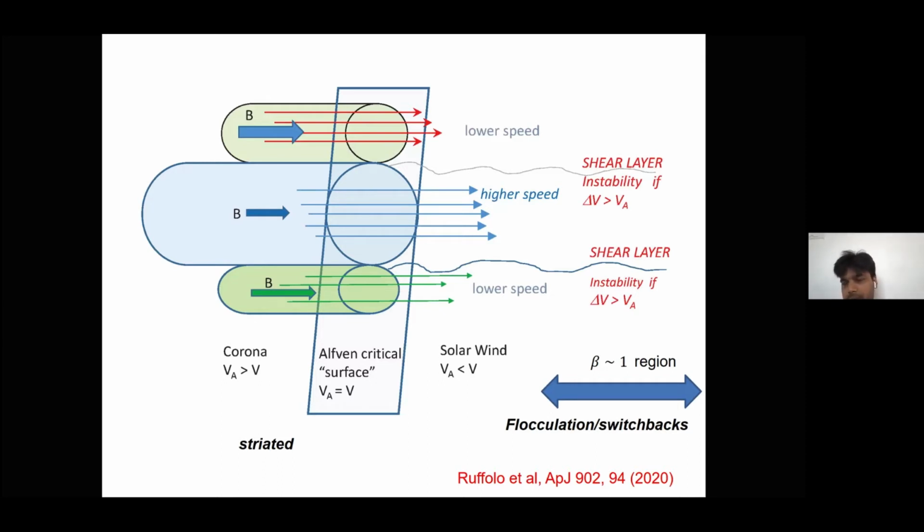So when, go ahead, please. I was just going to say that even laboratory experimenters know this: you can suppress turbulence to some degree with magnetic fields. But of course, if the shear is strong enough, you can't do it.